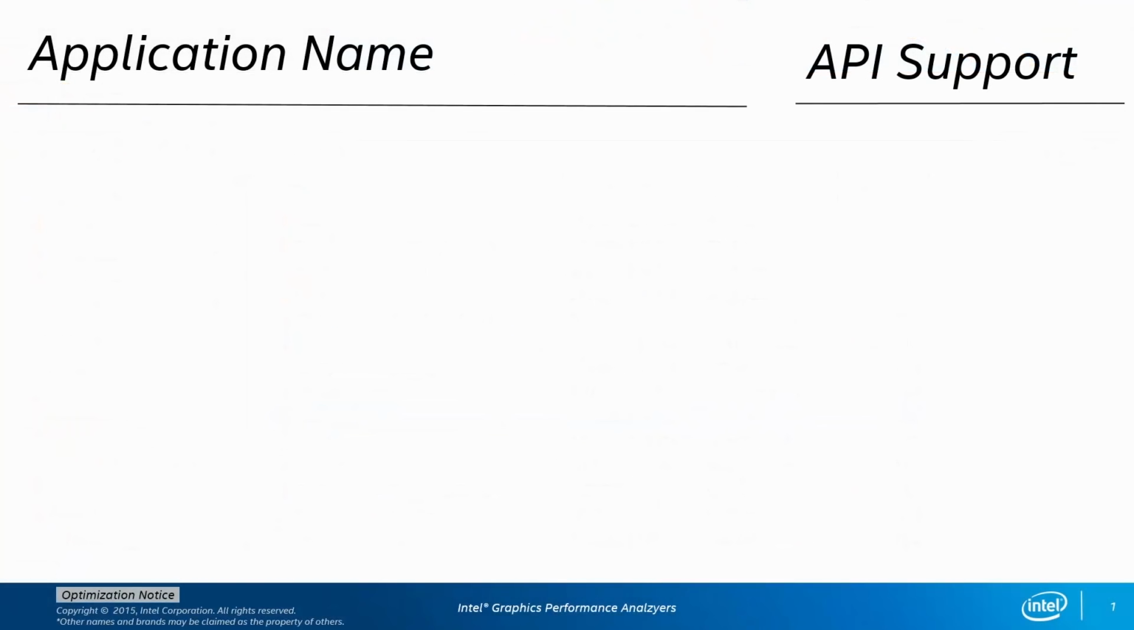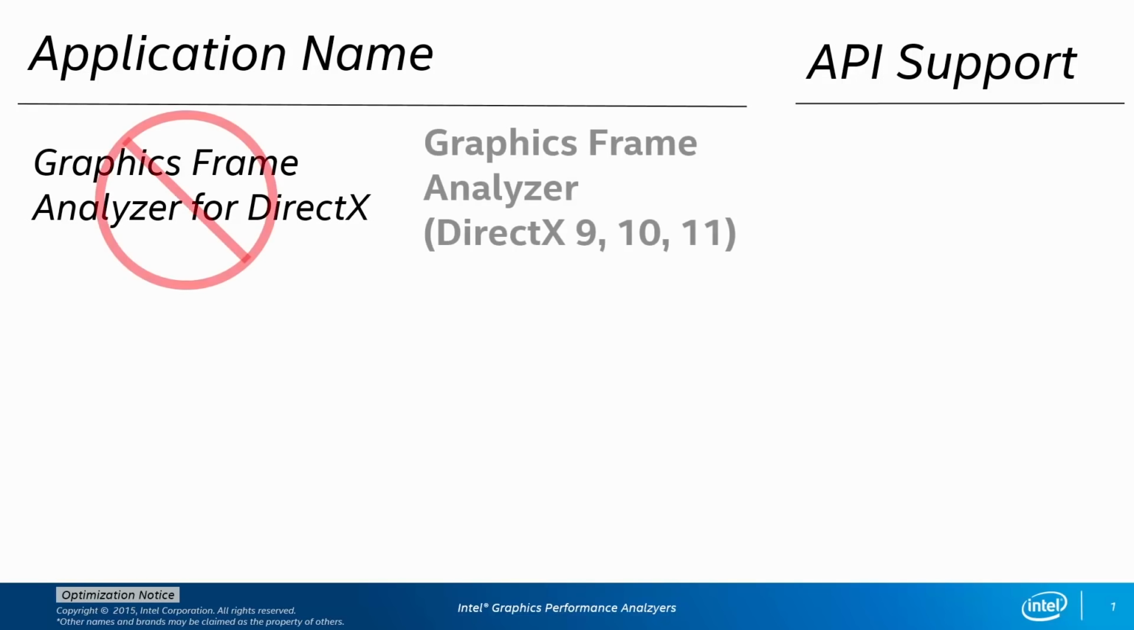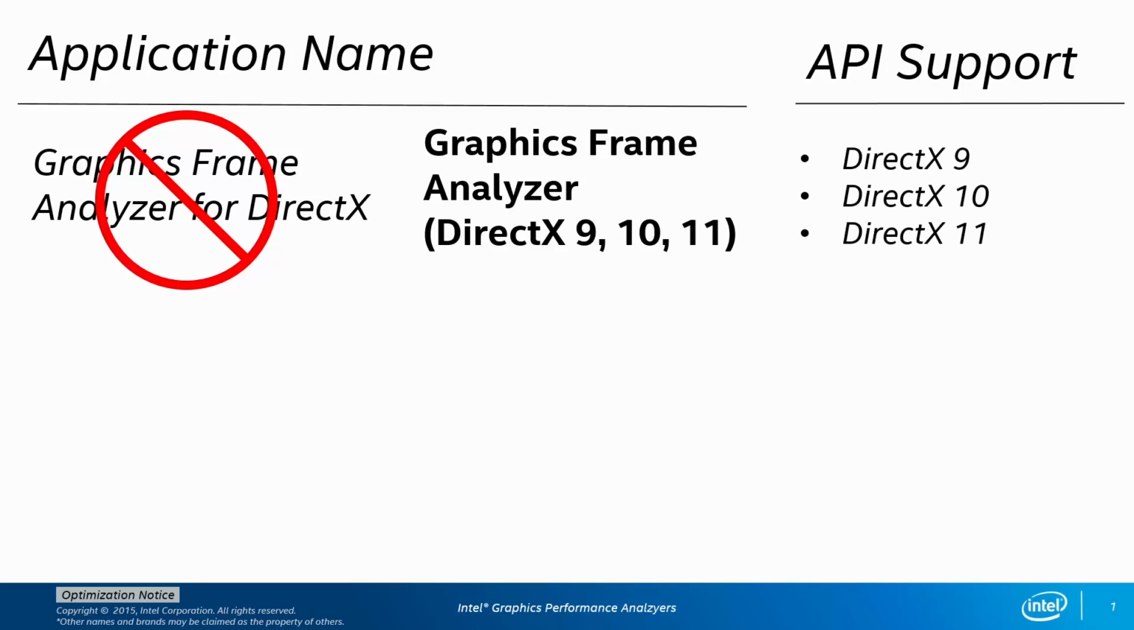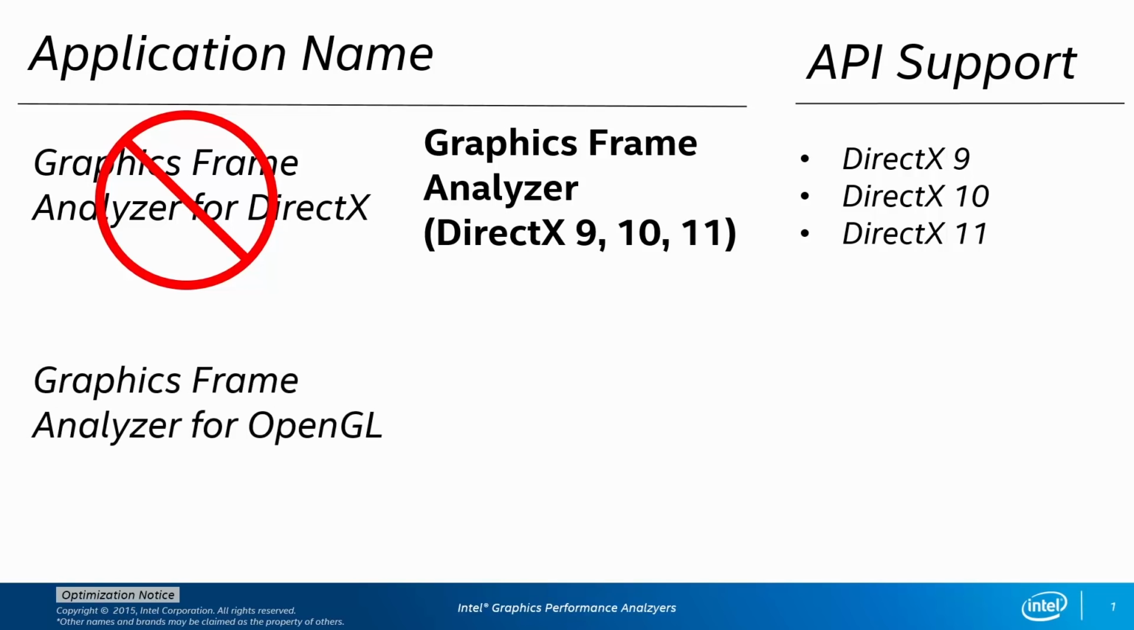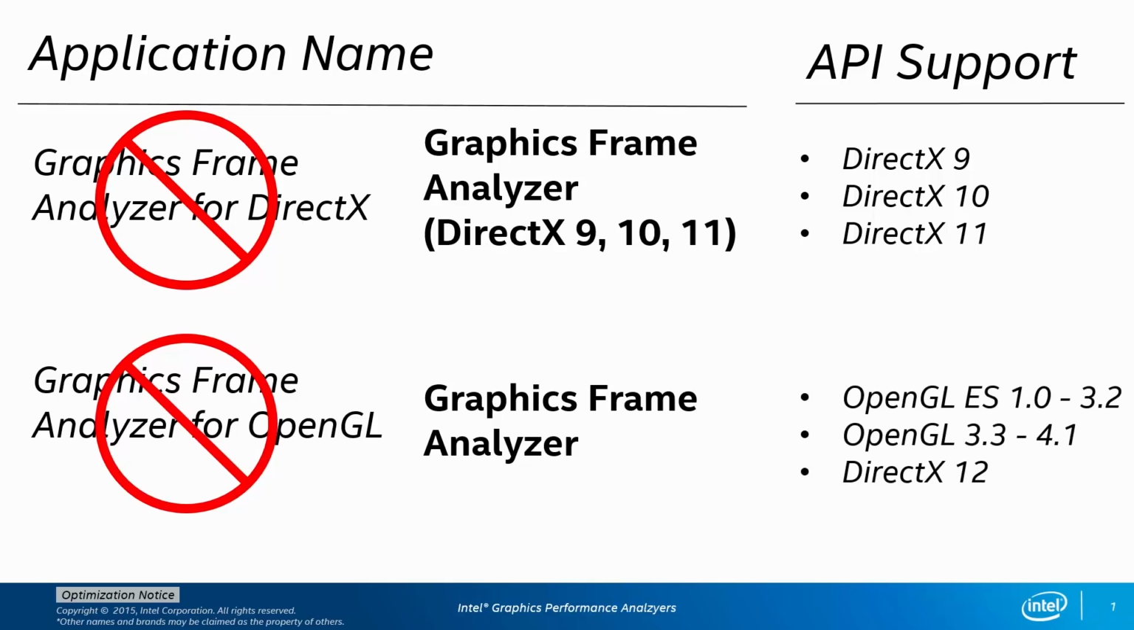In addition to the file naming changes, Graphics Frame Analyzer has changed its name. Graphics Frame Analyzer for DirectX is now called Graphics Frame Analyzer DirectX 9, 10, and 11, which supports APIs DirectX 9, DirectX 10, and DirectX 11. Graphics Frame Analyzer for OpenGL is now just Graphics Frame Analyzer, which supports OpenGL ES 1.0 to 3.2, OpenGL 3.3 to 4.1 core profile, and DirectX 12.